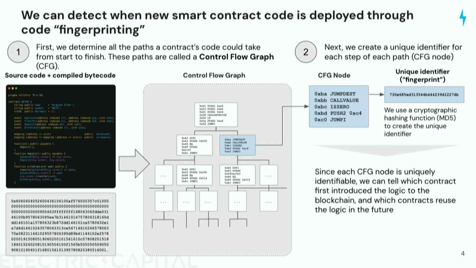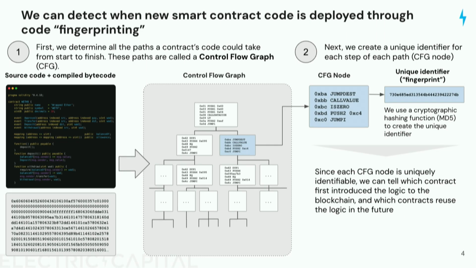To be more concrete about how this actually happens, first we determine all of the paths that a contract's code can take from start to finish. These paths are called a control flow graph. So by taking the runtime bytecode that is deployed on-chain, decompiling it, and generating a control flow graph, we end up with a bunch of nodes.